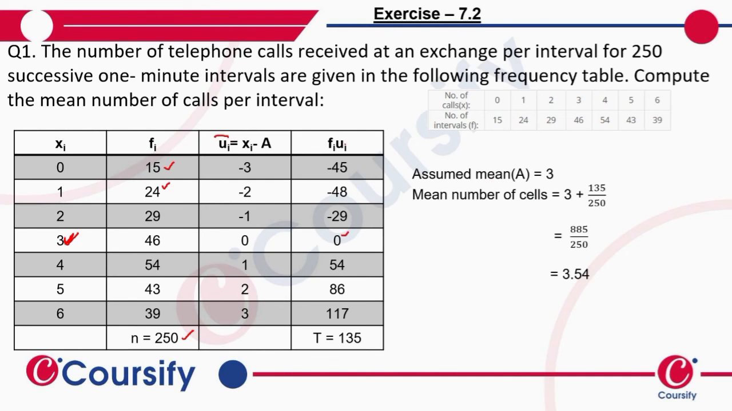So 15 into minus 3 is minus 45, then minus 48, minus 29, 0, 54, 86, 117. So summation fiui is 135 here. So mean will be assumed mean plus summation fiui upon summation f. So it is 885 upon 250, so 3.54. So we can see it is quite near to our assumed mean, that is 3.